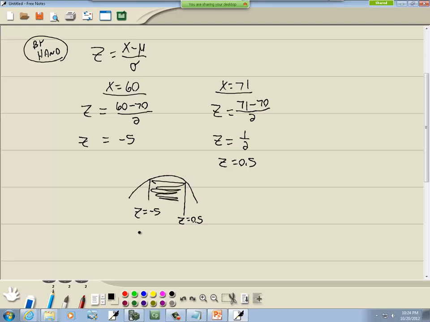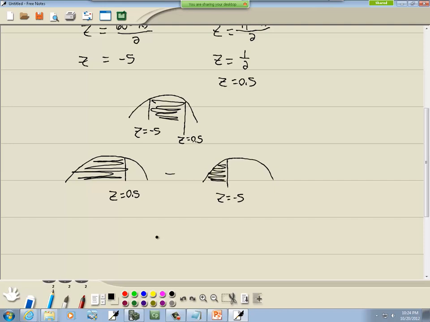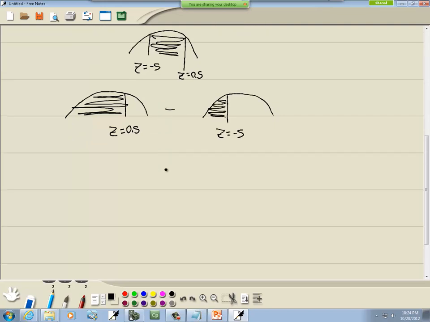Now our table's in the back, again, based upon the area to the left, so we have to rewrite this. You take your rightmost value, z is equal to 0.5, and that goes first, and that's the area to the left, minus our leftmost value, which is z is equal to negative 5, and I'm shading to the left. Well, let's go look these up now.